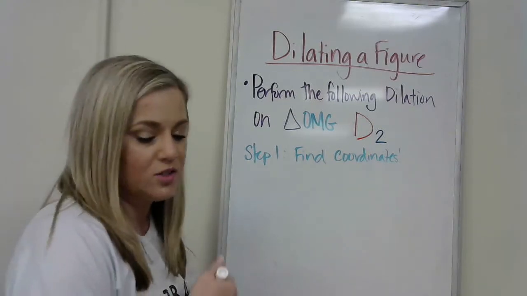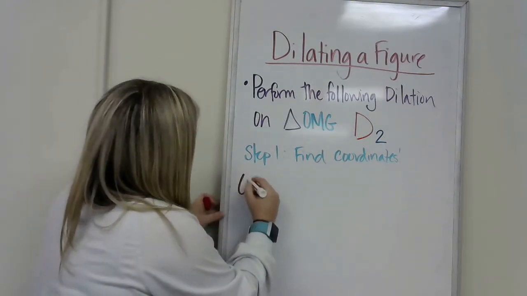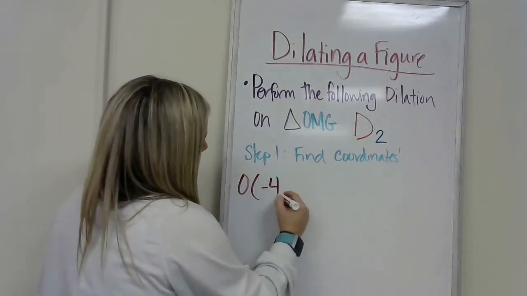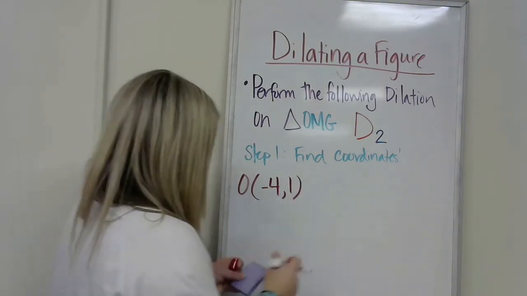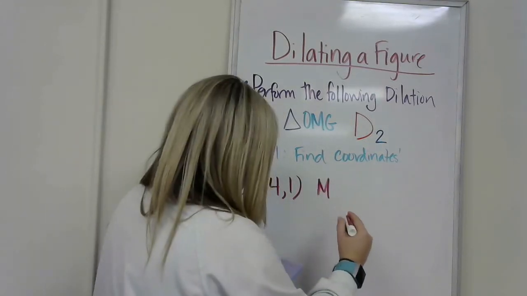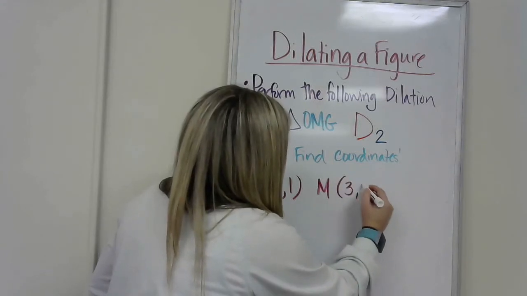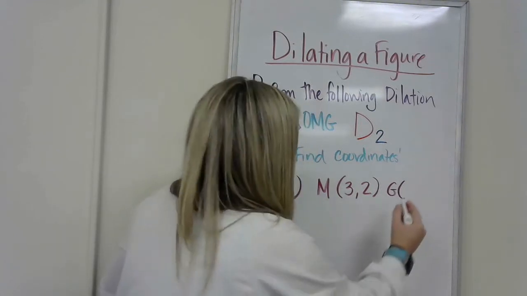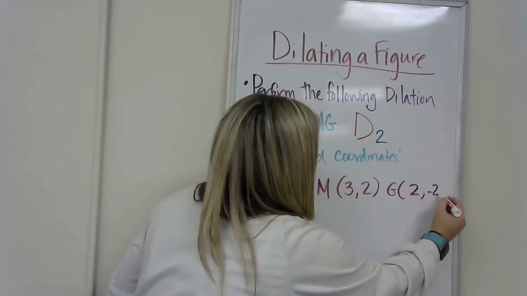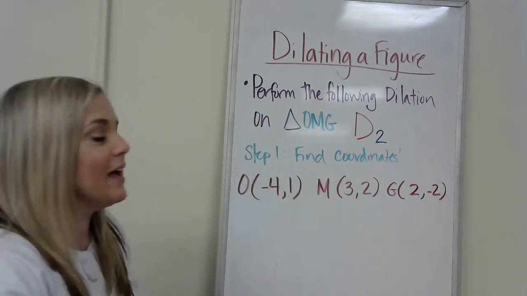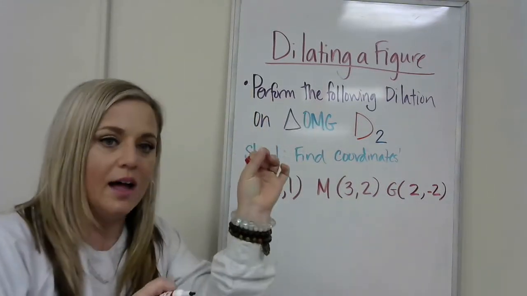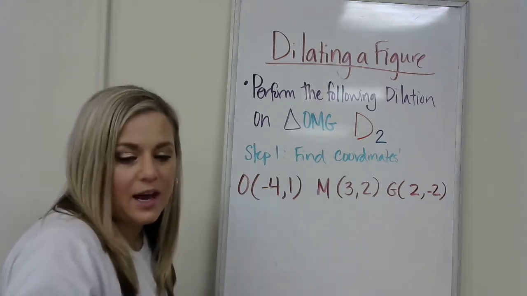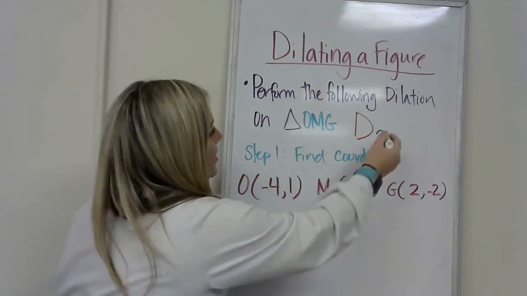All right, so let's say our coordinates are, I actually wrote it down, so let me just look. O is -4, 1, okay? M is 3, 2, and G is 2, -2. Now, if you had a coordinate plane and you plotted these little dots and connected them, it would make a triangle.